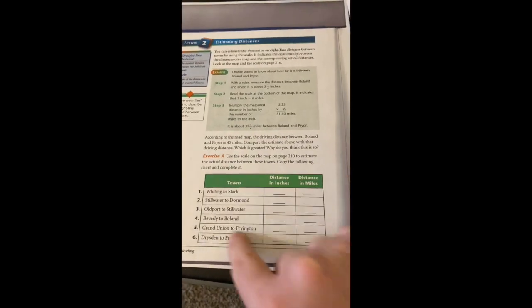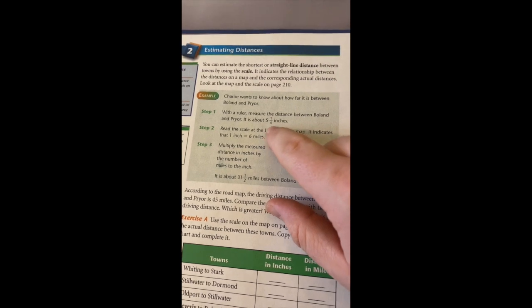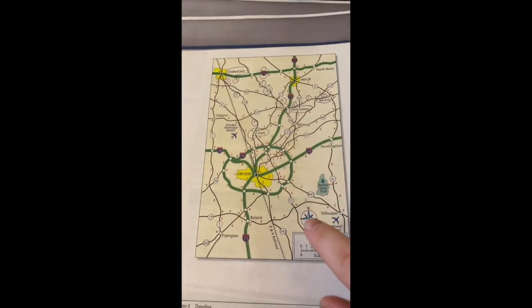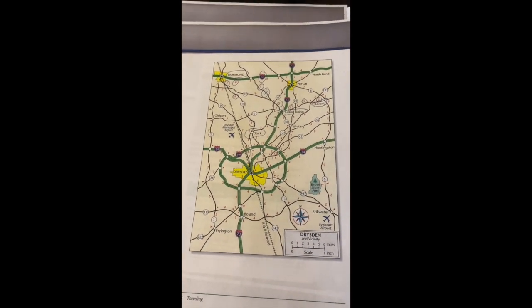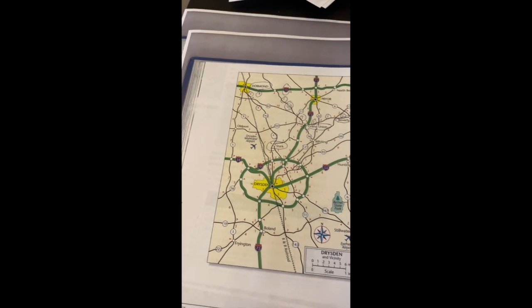Now, I looked over the material, and I made the decision for some of you who may or may not have a ruler at home, and I want you to know that Lesson 2, Exercise A, that's this section right here, I'm going to make this extra credit. Why? Because in order to do this, you have to actually take a ruler and measure the distance between two towns on the map that you used for Lesson 1. So if you don't have a ruler, then it's all right. You don't have to worry about it. This is just extra credit.